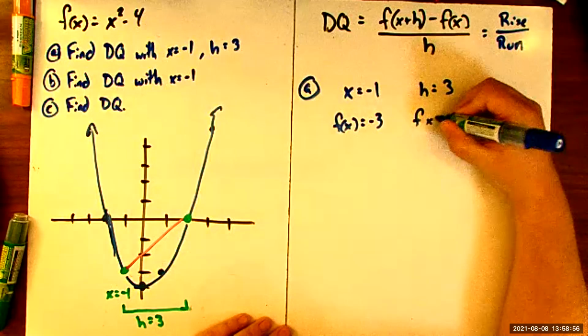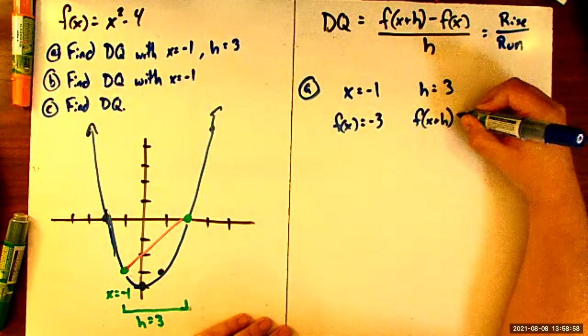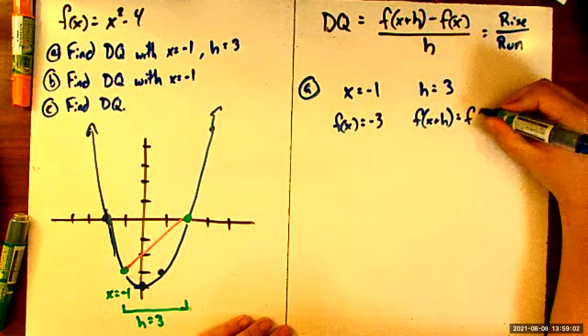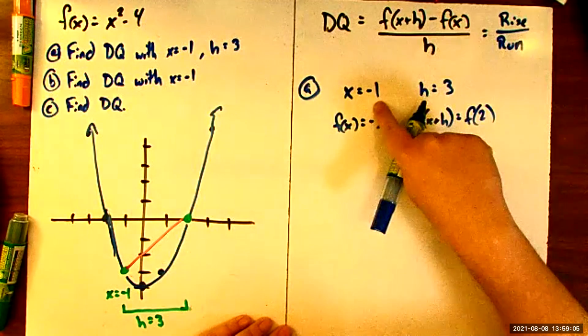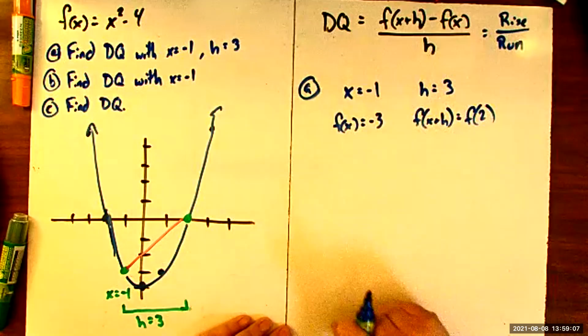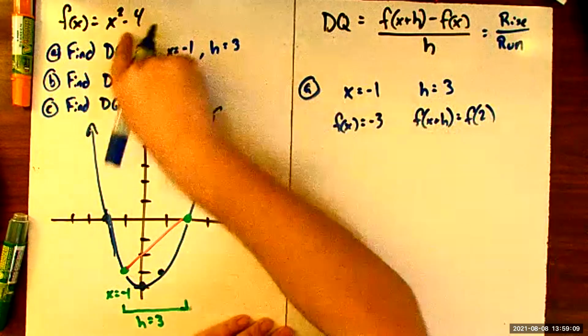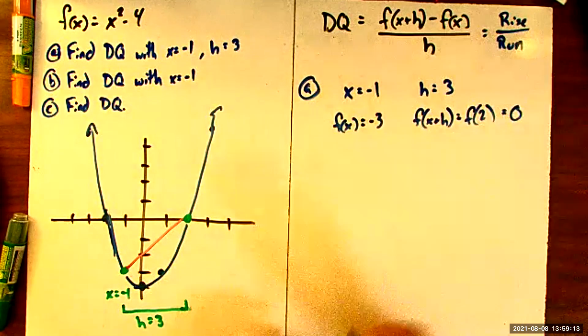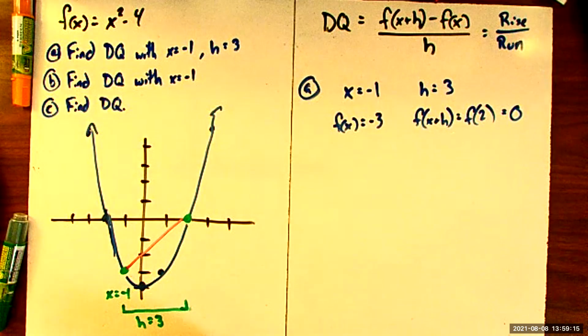Our f of x plus h is really going to be f of 2, because -1 plus 3 is 2. And when we plug 2 into this, we know that we get 0. Now we can plug it all into our formula.